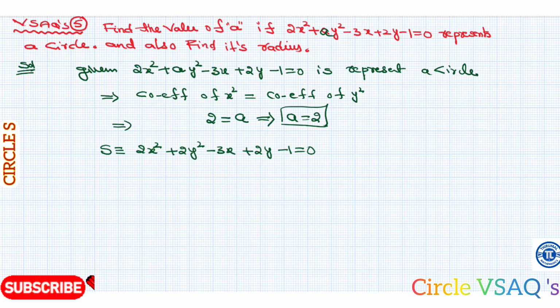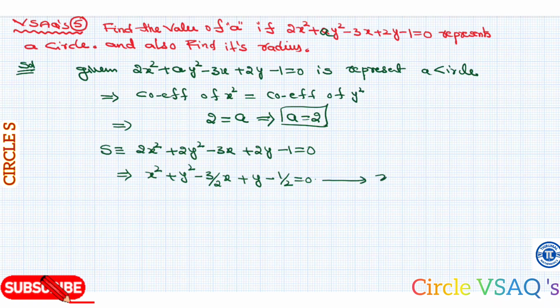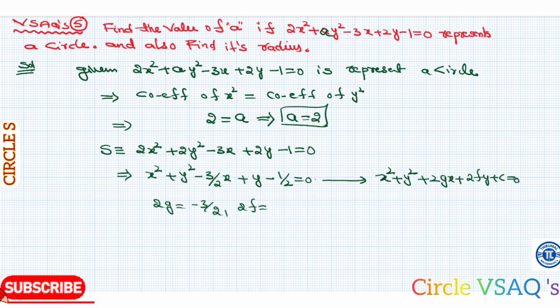Now dividing by 2 on both sides, we get the circle x² + y² - 3/2 x + y - 1/2 = 0. Now comparing with the general equation x² + y² + 2gx + 2fy + c = 0, we get 2g = -3/2 and 2f = 1 and c = -1/2, then g = -3/4 and f = 1/2.